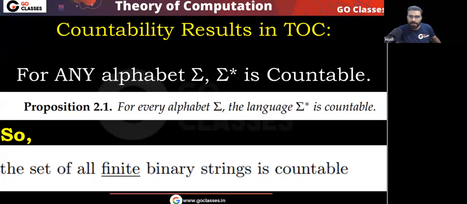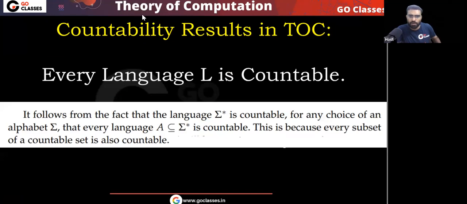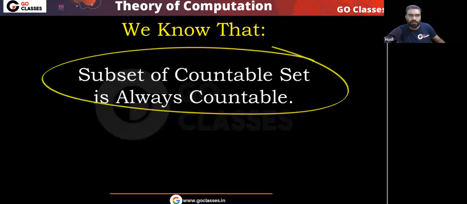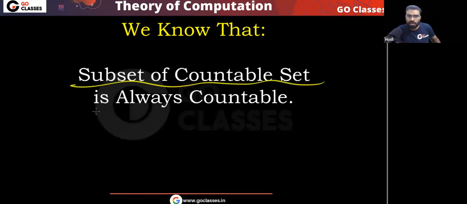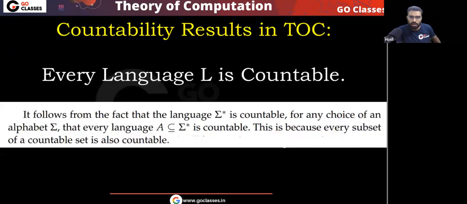Now, tell me one thing. Can I say every language is countable? Yes, every language is countable. Why? Because every language is a subset of sigma star. And we know that a subset of a countable set is countable. If you have a countable set, then a subset of it will always be countable. So every language is countable because every language is a subset of sigma star.